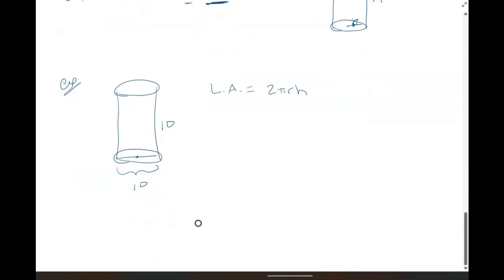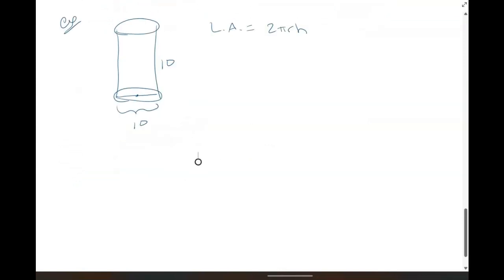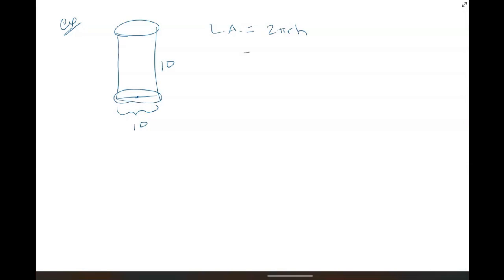So I'm just going to do one example for you here, because I think that you'll get this pretty easily. The lateral area is 2 pi r h. So for our purposes, it's 2 pi and r. Now, in my diagram, I actually gave you the diameter. So in order to get r, I have to take that in half and get 5, and then multiply times the height. When you do that, you're going to get 100 pi.